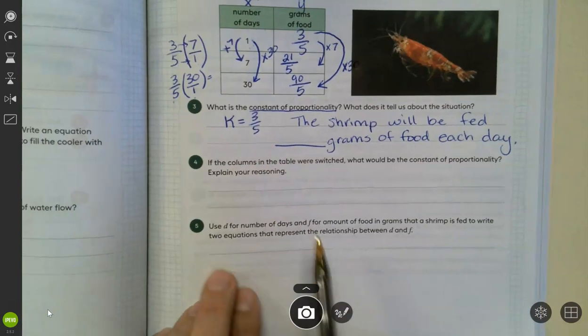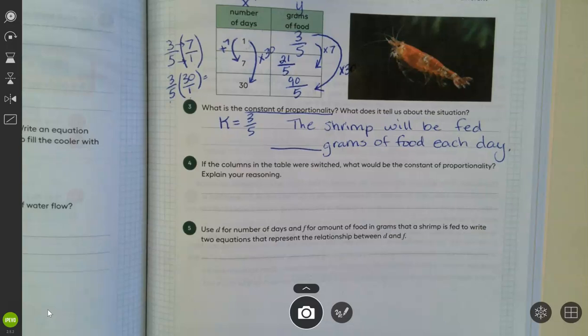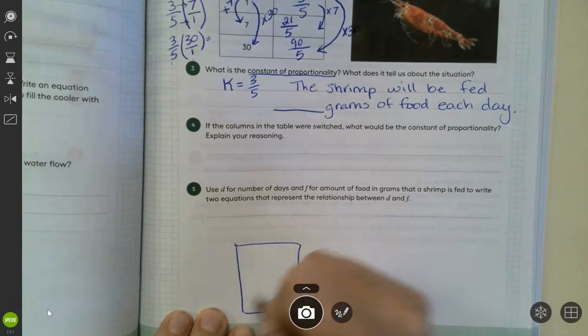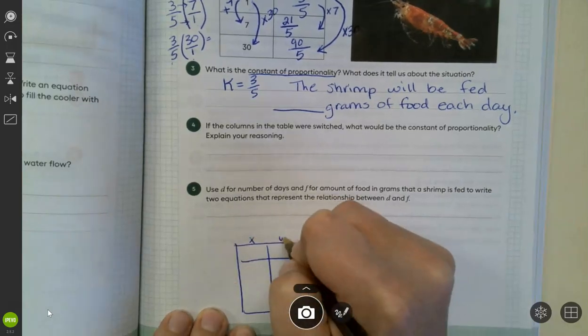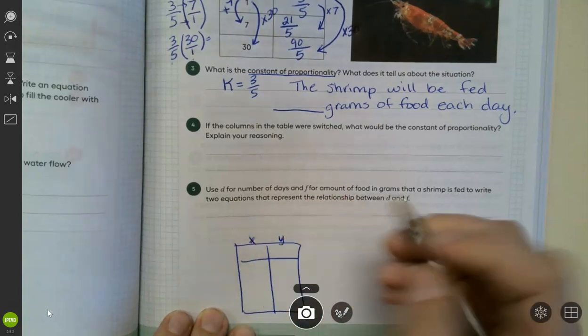Alright, next we're going to look at if the columns on the table were switched, what would be the constant of proportionality? So we can draw the table down here. Remember, x stays on the left, y stays on the right.